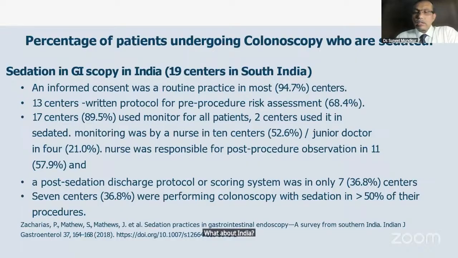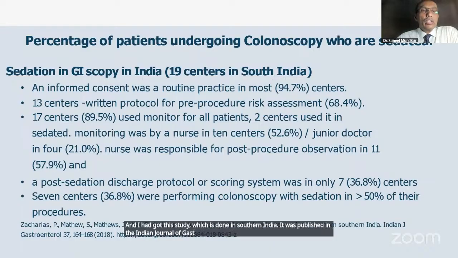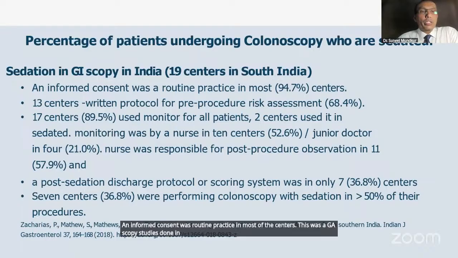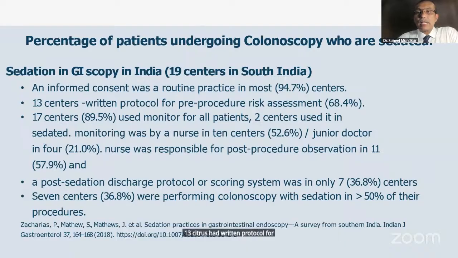I was googling the studies in India, and I found this study done in southern India. It was published in the Indian Journal of Gastroenterology. An informed consent was routine practice in most of the centers. This was a GI scopy study done in 19 centers of South India. 13 centers had a written protocol for procedure risk assessment for sedation.